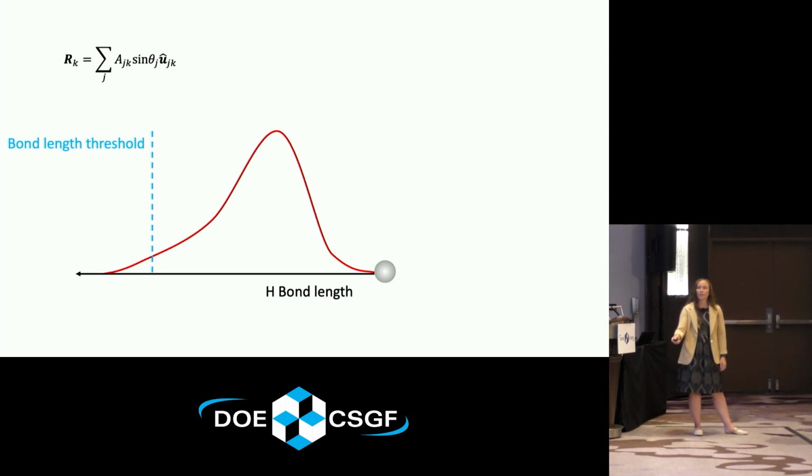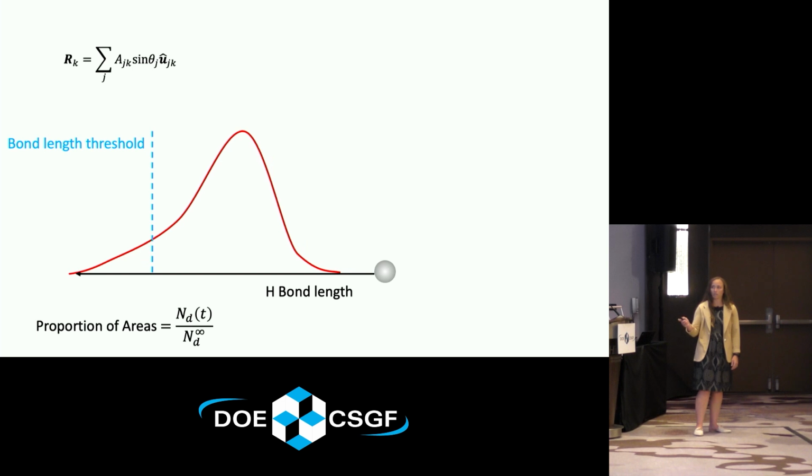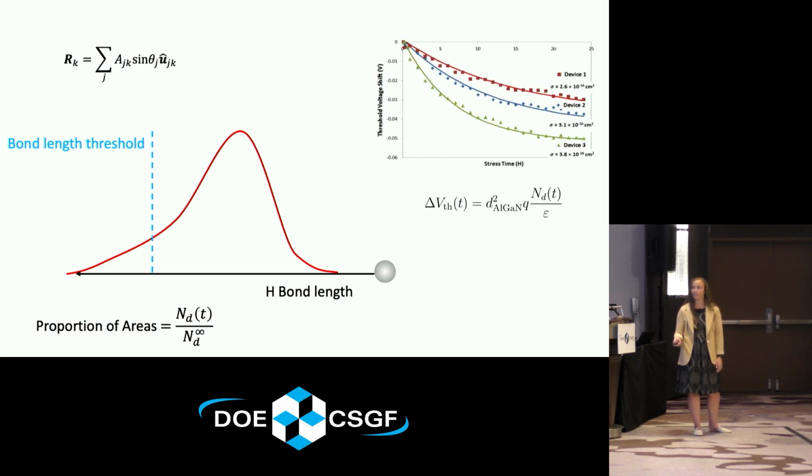And then we set a bond length threshold. The fraction above the threshold and below gives us the proportion of activated defects in the device. All we need from our engineering collaborators is the number of precursor defects in the device that they can estimate from other measurements. And then we can take that and integrate it out to see as a function of time how many hydrogens are getting released.